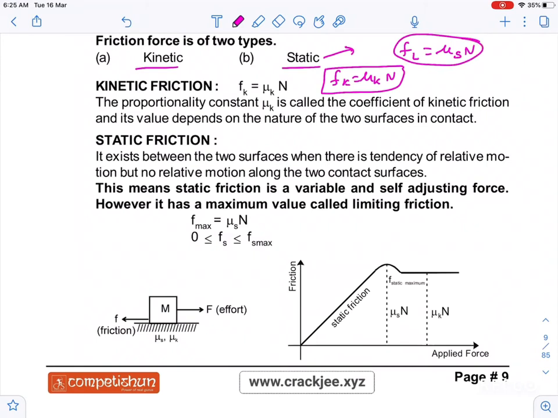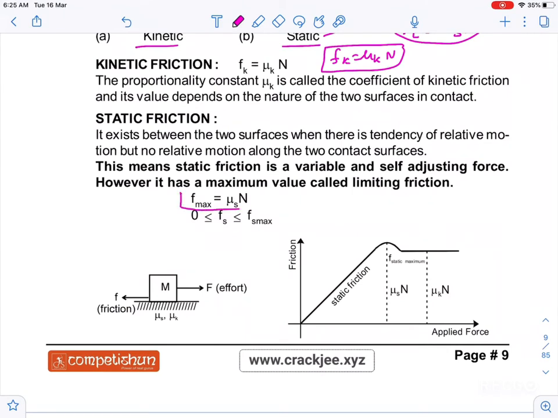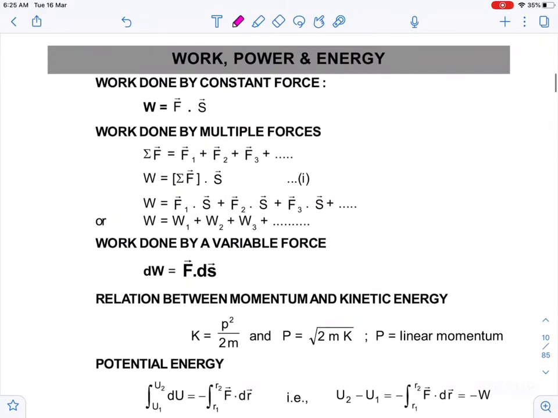Okay guys. Now for static friction, this graph you should keep in mind. F maximum I have written, this is limiting friction mu s into N. This is self-adjusting friction, that's why it is written here that static friction is variable and self-adjusting. Suppose I have taken this static friction graph. Up to this point it is increasing, then after this point the body starts in motion. This is limiting friction, this is kinetic friction, and this part is static friction. So this graph of friction versus applied force you should keep in mind.